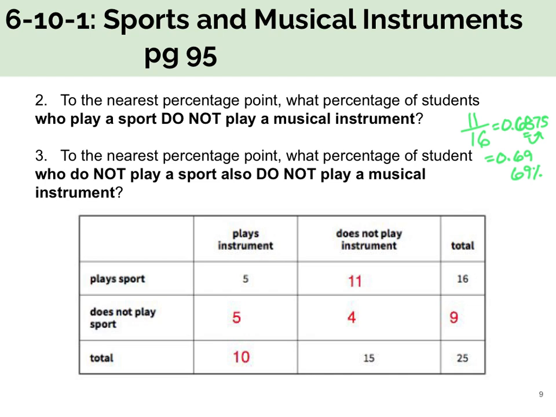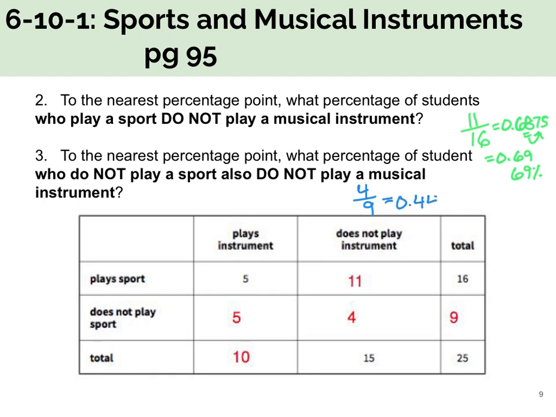Let's look at number 3. To the nearest percentage point, what percentage of students who do not play a sport also do not play a musical instrument? So do not play a sport. Where's that? That's over here. That is 9. So our total is going to be 9. And then we're looking at those who also do not play a musical instrument. That is 4. So we're going to do 4 divided by 9.